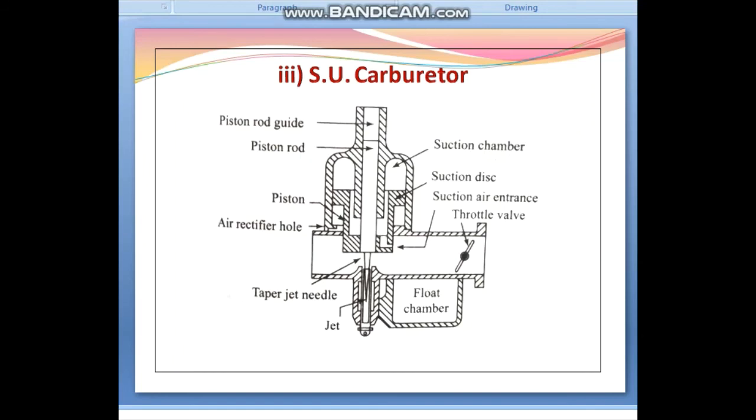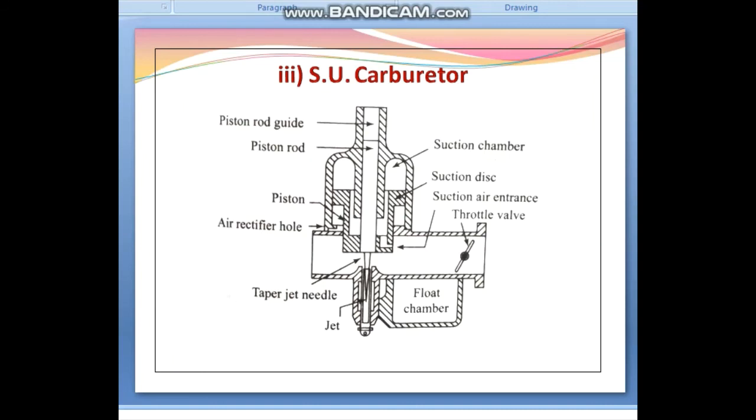The carburetor consists of an ordinary butterfly type throttle valve. The lower portion of the suction disc is connected to the atmosphere by means of an air rectifier hole, and the upper portion is connected to the throttle air passage. The system does not have any separate idling, slow running, or accelerating system.